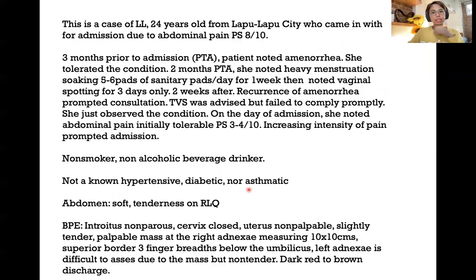All right, this is a case of LL complaining of pain. She had amenorrhea, but heavy menstruation. Advised to do TVS, failed. Unremarkable medical history. She came in due to abdominal pain, pain score 8/10. Truly, there is tenderness, and there is a palpable right adnexal mass. And truly, there is red to brown discharge.